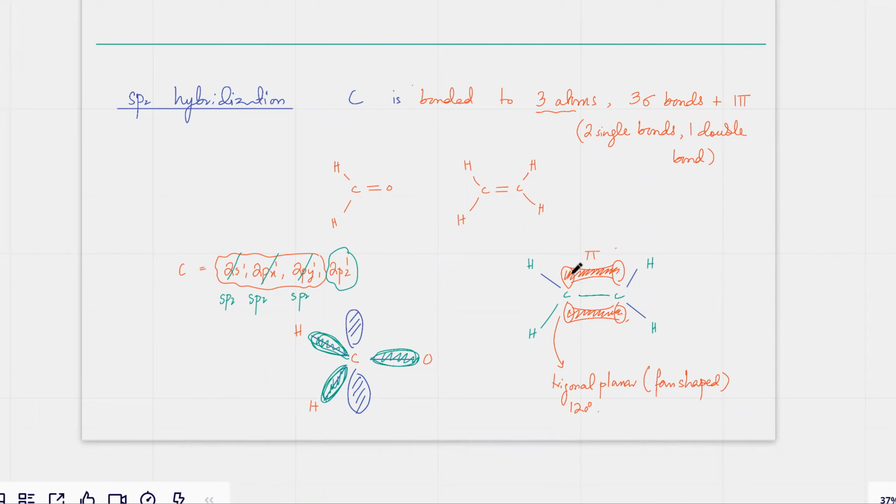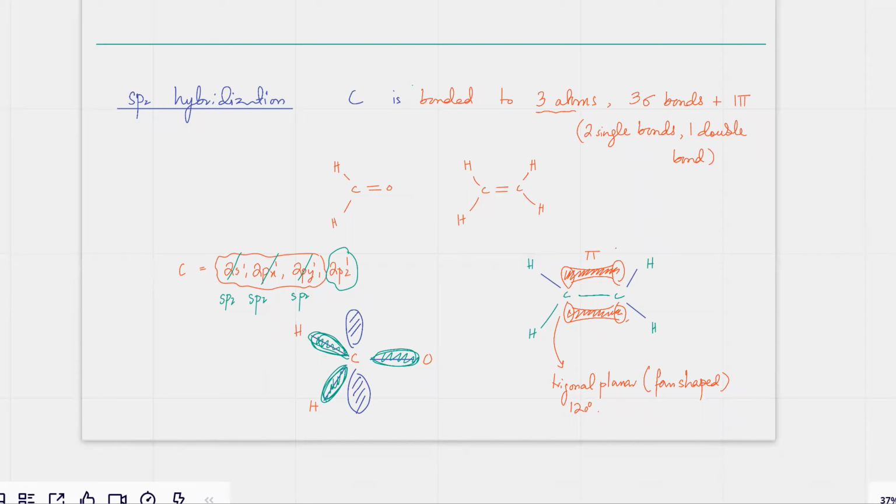This unchanged p orbital would then start forming a pi bond with the unchanged p orbital of the other carbon atom, which is also sp2 hybridized. It's got 3 electrons getting pulled in different directions. The 4th electron is still in its orbital. So they start overlapping and they end up forming a pi bond.